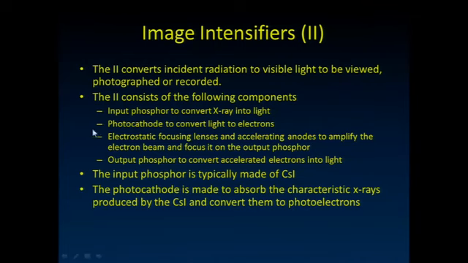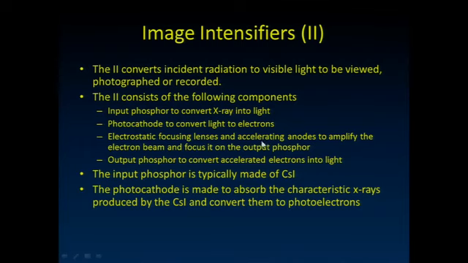An II consisted of an input phosphor that converted those X-rays coming in to light, and a photocathode that converted that light to electrons. And the nice thing about electrons is that we could accelerate them because they have charge, right? We could use positively charged plates to accelerate them and have them strike another part of the II with much greater energy than they initially started with, giving us a brighter image.